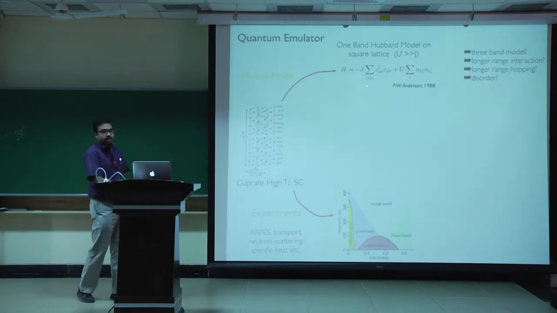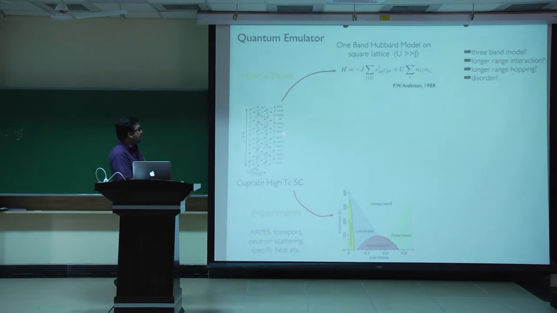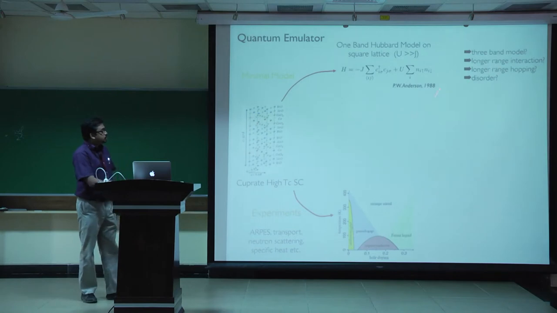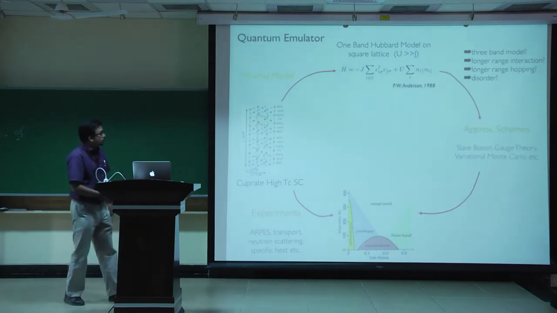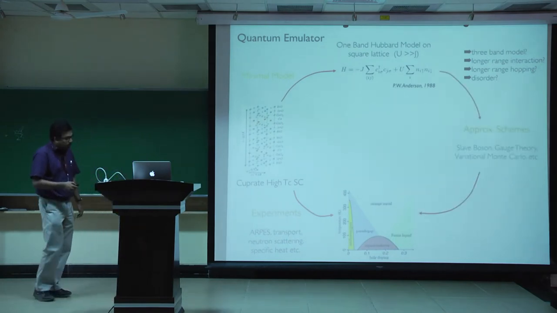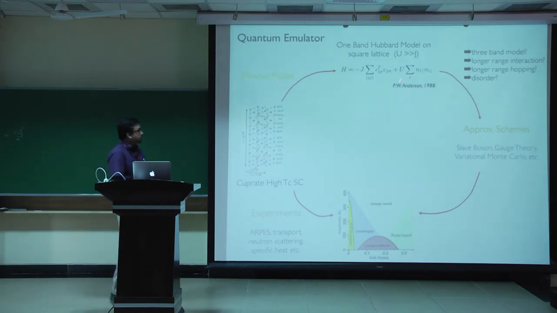Should I think about nearest neighbor hopping, or should I go to larger, longer range hoppings? If you have a material, you always have disorder as you prepare the material. So the question is, all of these things which you are throwing away to get a minimal model, are these things important in getting this phenomenology here? And we don't know. And the reason we don't know is because although this is a minimal model, this cannot be solved exactly unless you are in one dimension.